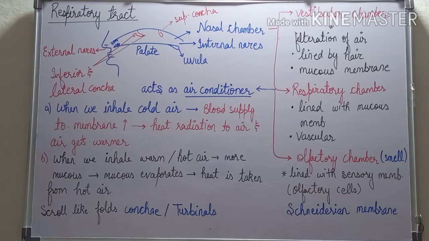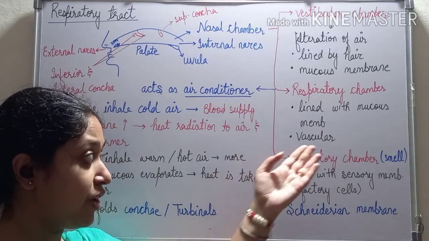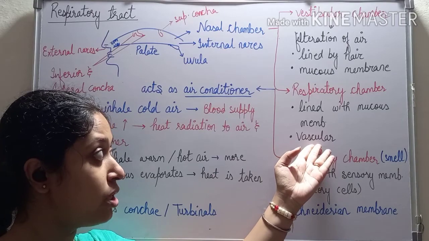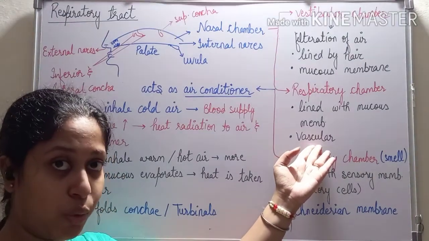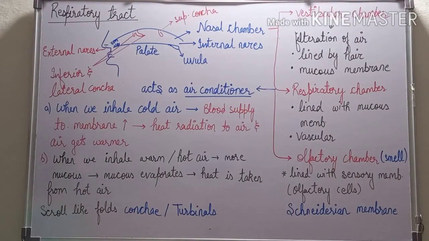Okay, and in opposite to it, when we inhale warm or hot air during the summer season, when there is loo, when there is movement of hot winds, hot air has got in. Now when we inhale hot air, there is more mucus formation. That's why the respiratory chamber has a mucous membrane and is vascular. Vascular nature is helpful when we inhale cold air, and the mucous membrane is important when we inhale hot air.